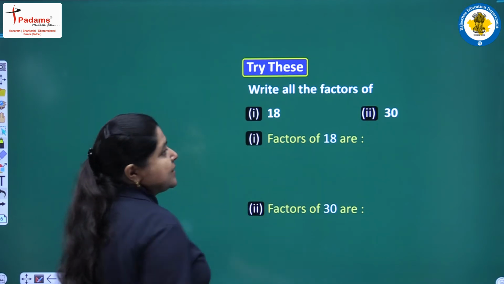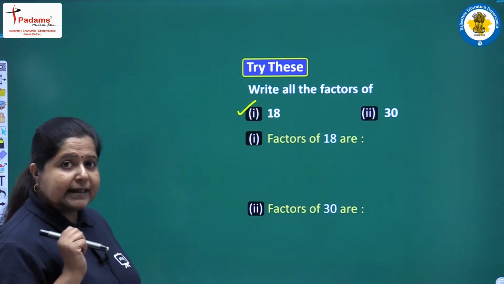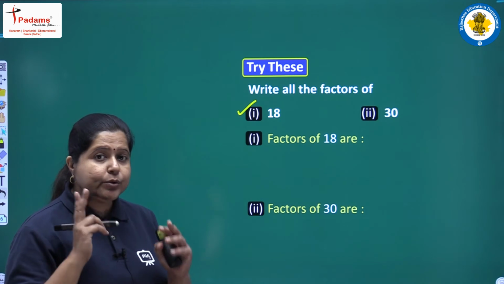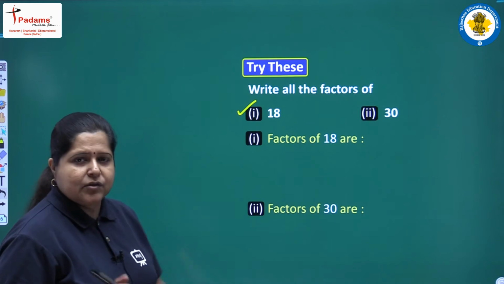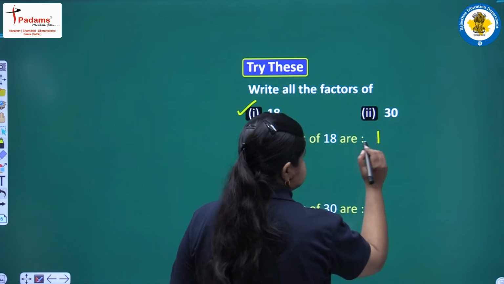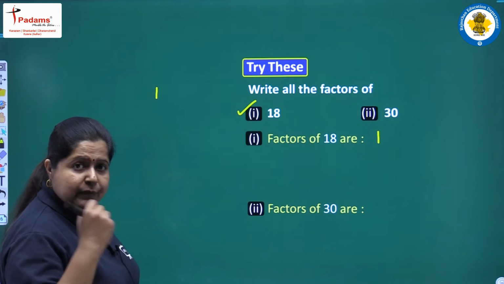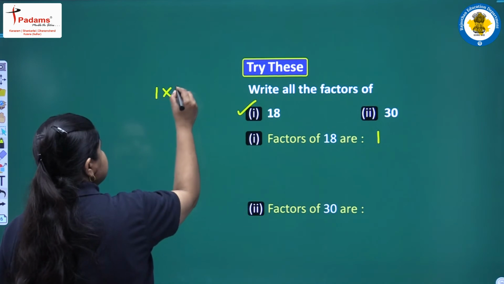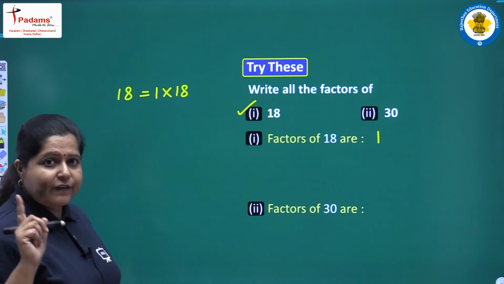Write all the factors of 18. Here we are taking this number 18. For finding the factors, what we need to think is how to break up this 18 into 2 numbers such that we get the product as 18. Try to think it over. We will start with the smallest number, which is 1. Now with what number should we multiply this 1 to get 18? Clearly it's 1 into 18 equal to 18. This is the first pair.